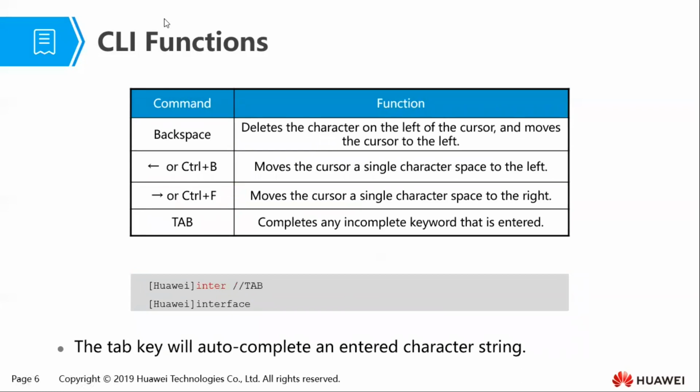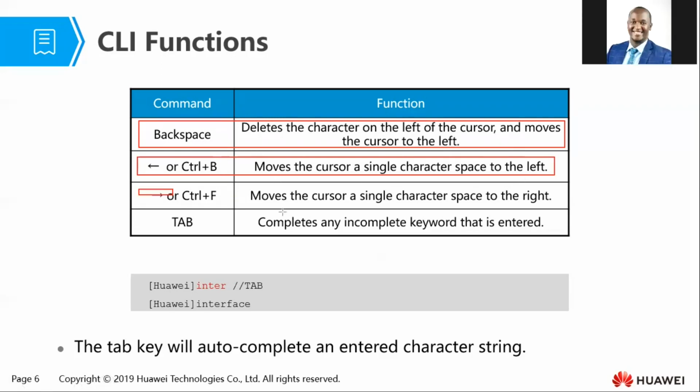Some other functions that are important, for example, is the backspace button on your keyboard used to delete whatever is on the left of your cursor. Then when you want to move your cursor character by character to the left, you use the left keyboard arrow key. When you want to move it to the right, you use the right facing arrow key.